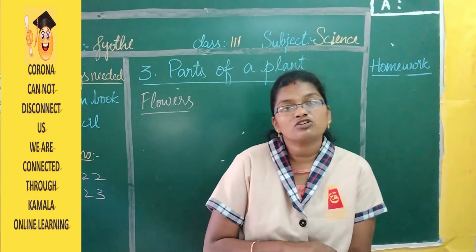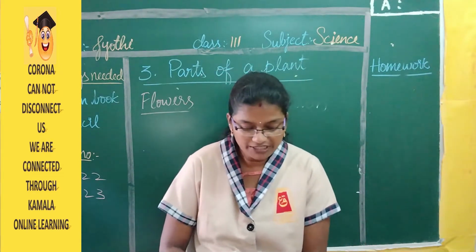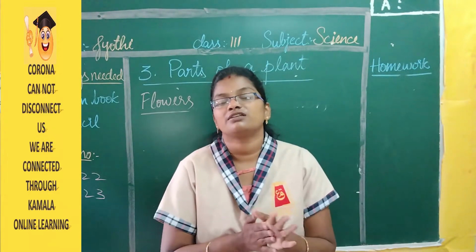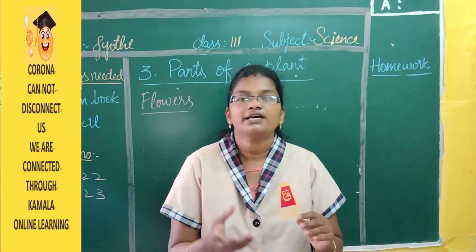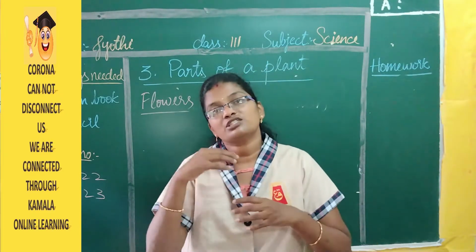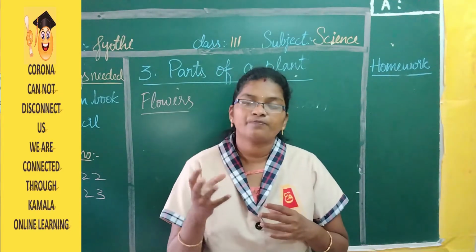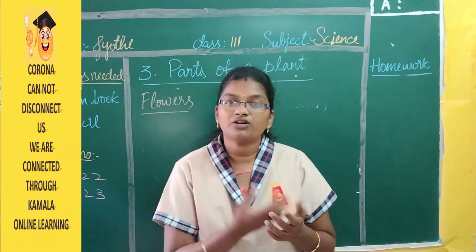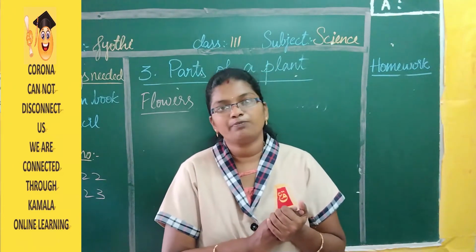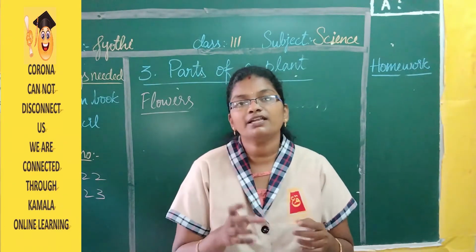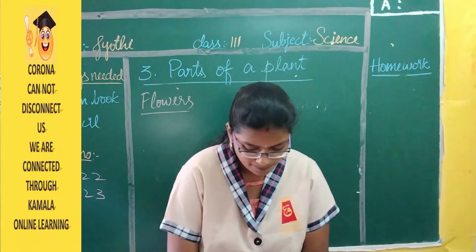So the functions of flower. The first important function is they help in reproduction. If reproduction takes place, then only the flower is going to change into fruit, where inside that fruit there will be many seeds which later grow into a new plant, right? So flower plays a major role in reproduction.